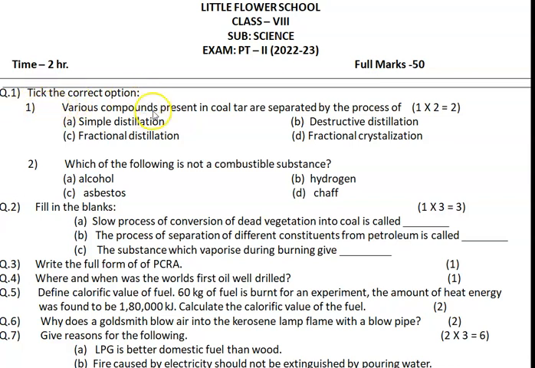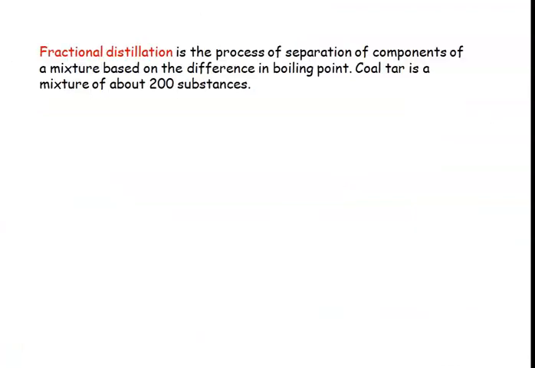Number 1, various compounds present in coal tar are separated by the process of. So here the right answer is fractional distillation. Now what do we understand by fractional distillation? Fractional distillation is the process of separation of components of a mixture based on the difference in boiling point. Coal tar is a mixture of 200 substances. Okay, so all these substances are separated by the process of fractional distillation.